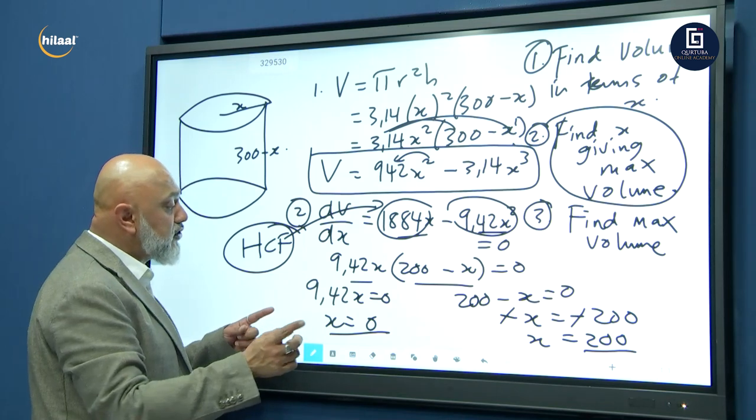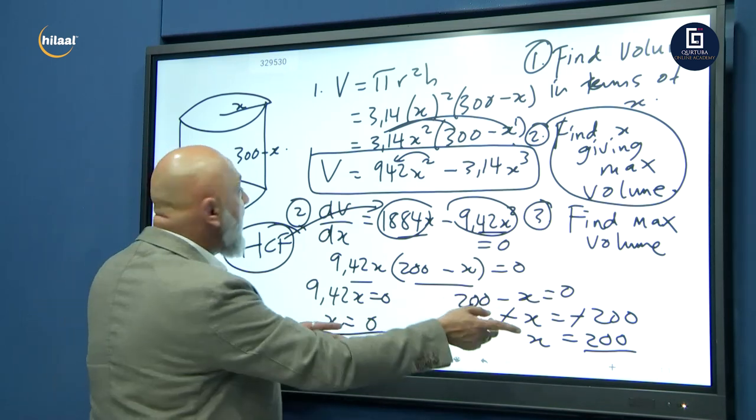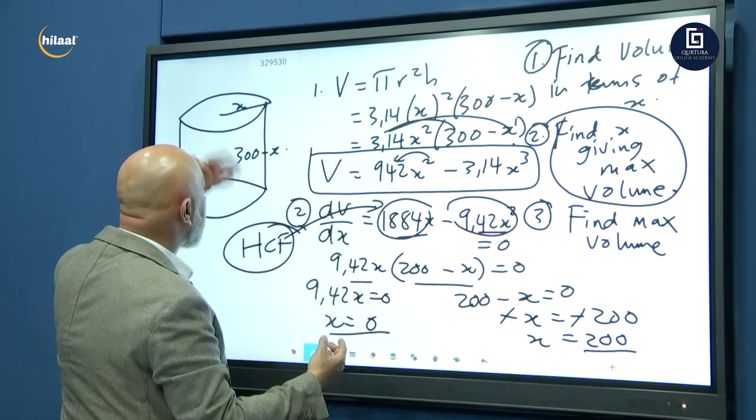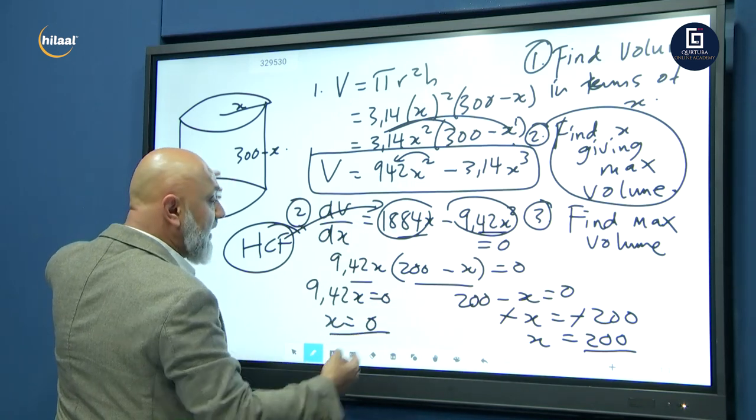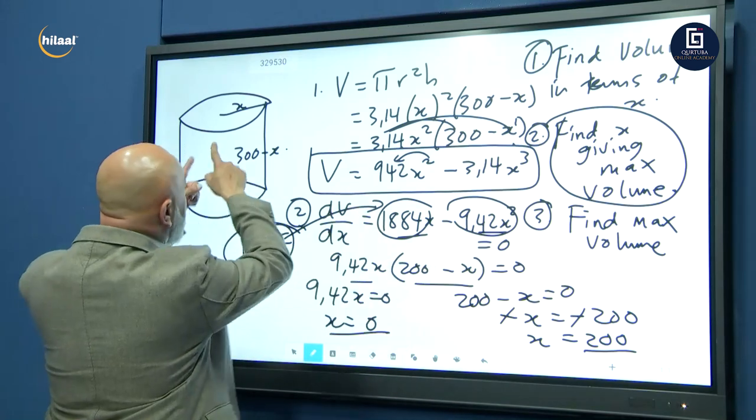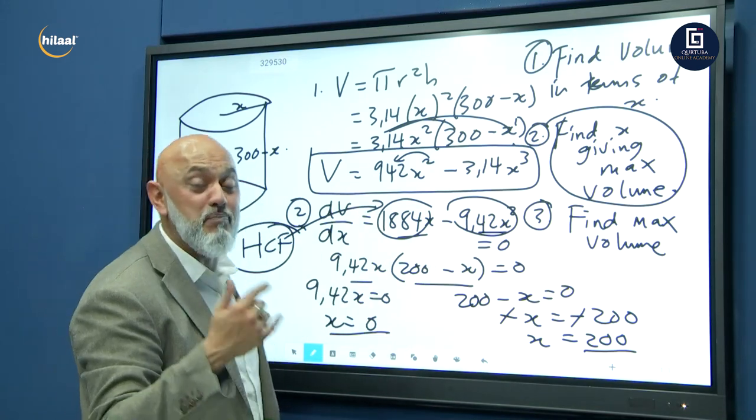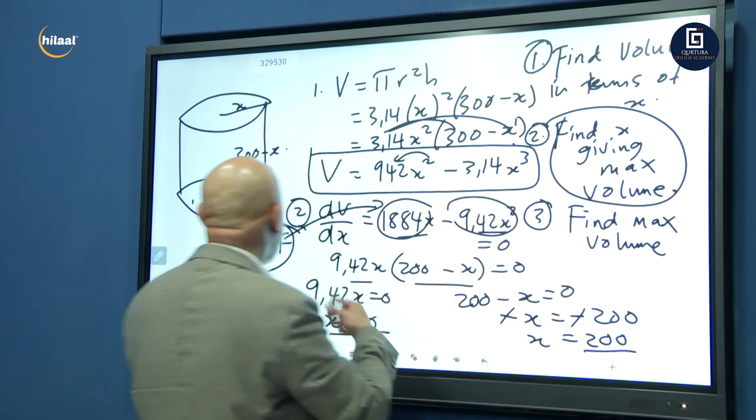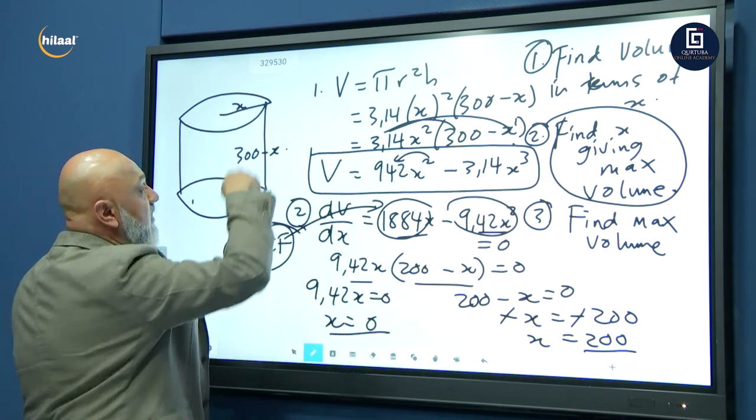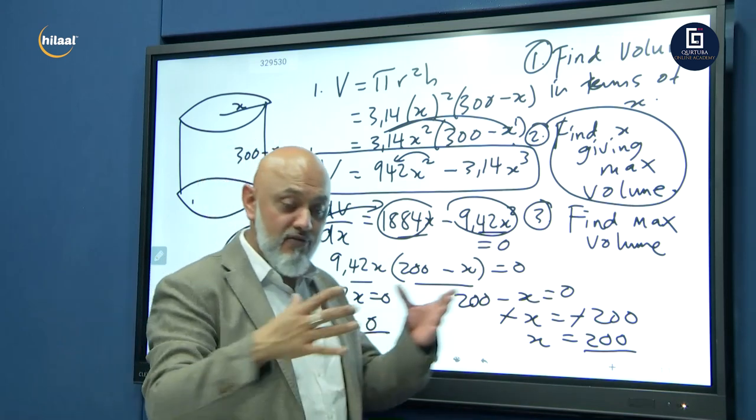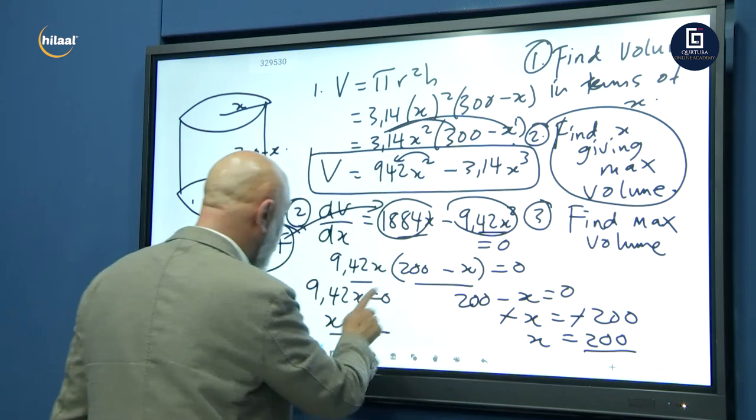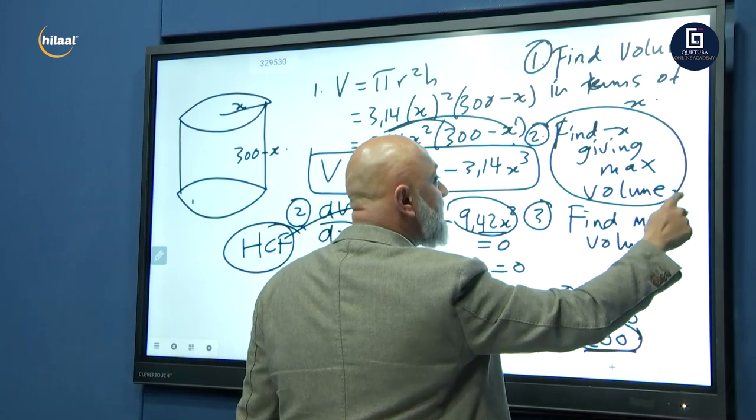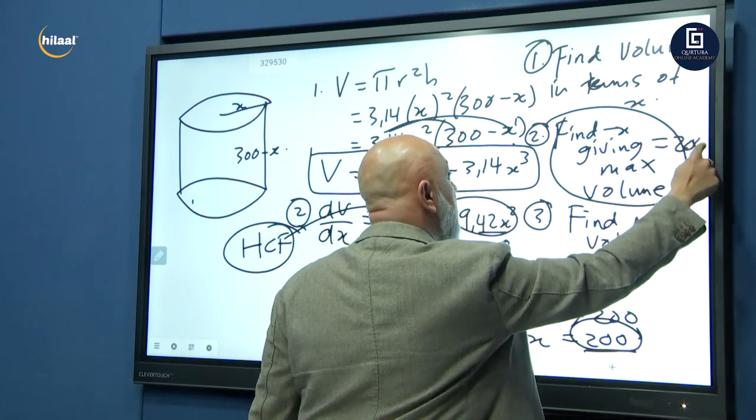Normally you would substitute the 0 and the 200 into the original, and whichever gives you the higher positive volume is the x giving maximum volume, because you can't get a negative volume of a shape. But x can't be 0, because 0 can't be the radius of a shape. So this one falls away. Your final answer for x giving maximum volume is 200.